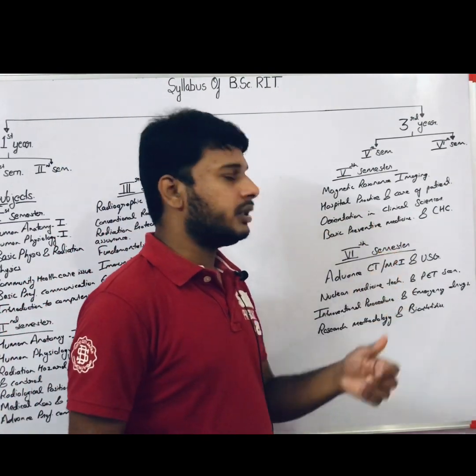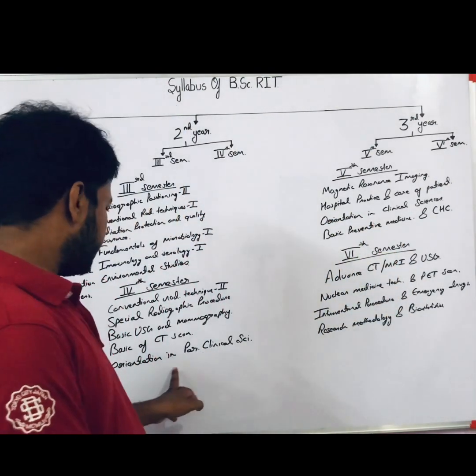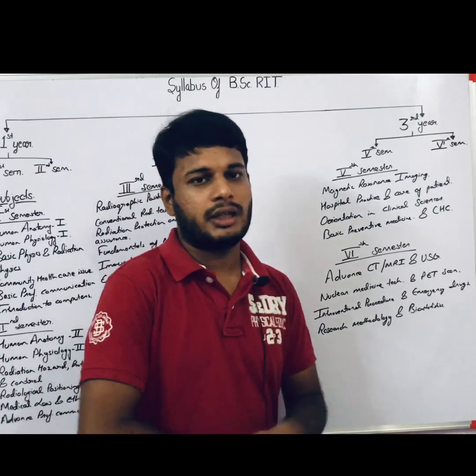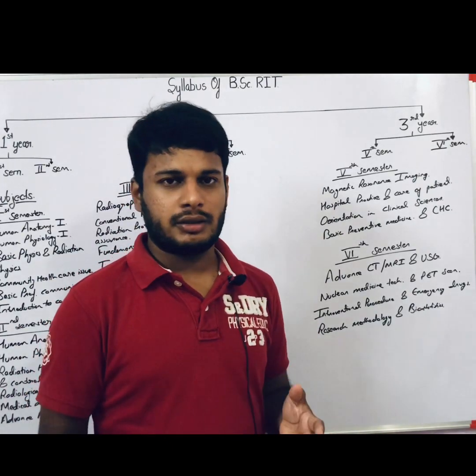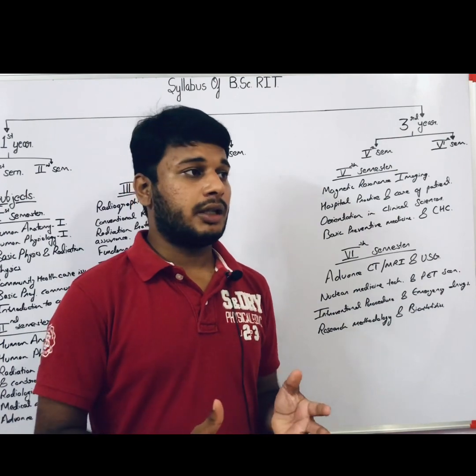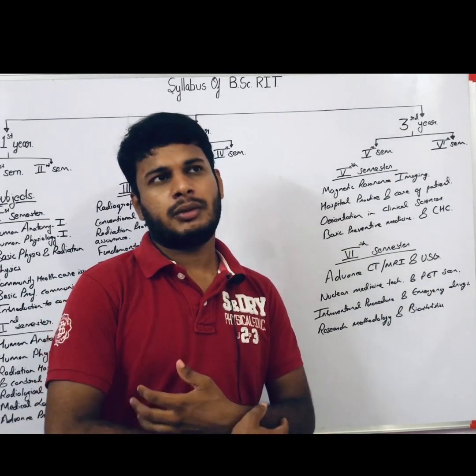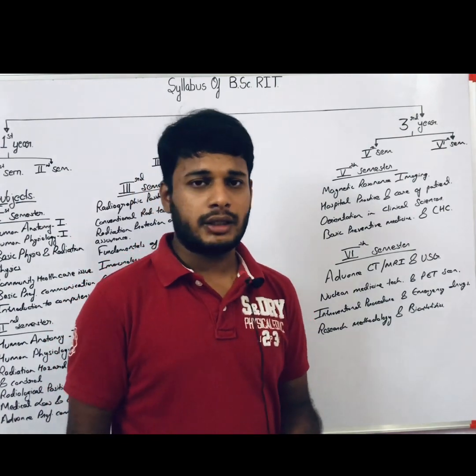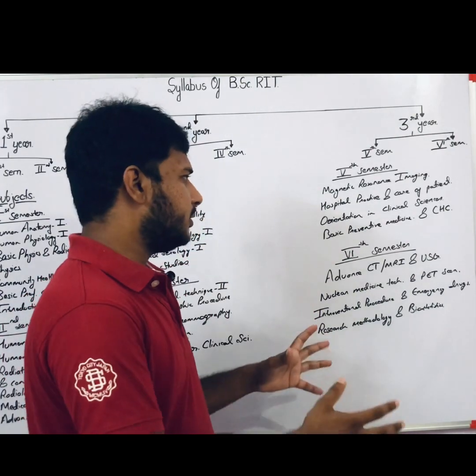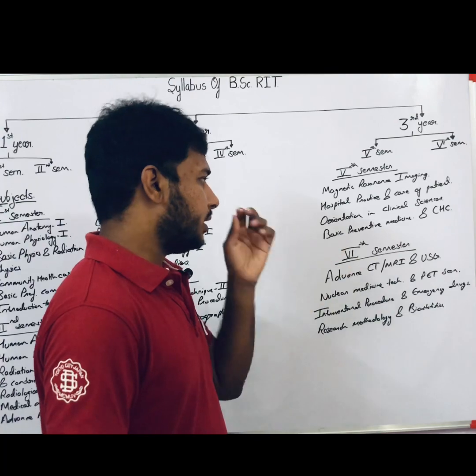Third one is orientation in clinical science. This is the second part of orientation in paraclinical science. They will teach you about the cardiovascular diseases, excretory system diseases. They will teach you about the congenital diseases, congenital deformities, for example hydrocephalus and horseshoe shaped kidney. So these things come under the orientation in clinical sciences.